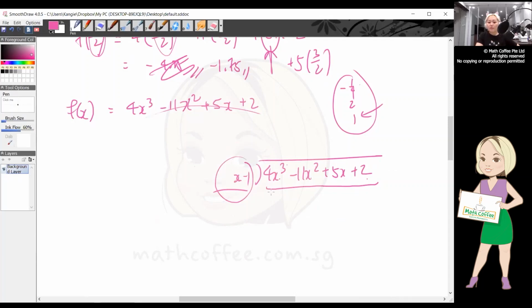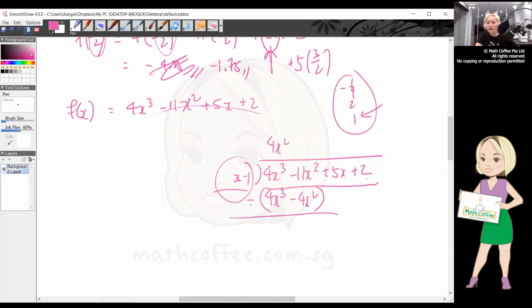What times x gives me 4x cubed? It will be 4x squared. This one times this one is 4x cubed. This one times this one will be minus 4x squared. And then when you do long division, put minus and you must put a bracket. Okay, don't be lazy to put a bracket. Why? Because with the bracket, minus, then you know that it's a plus. All these small little steps that you need to do are just to avoid careless mistakes.